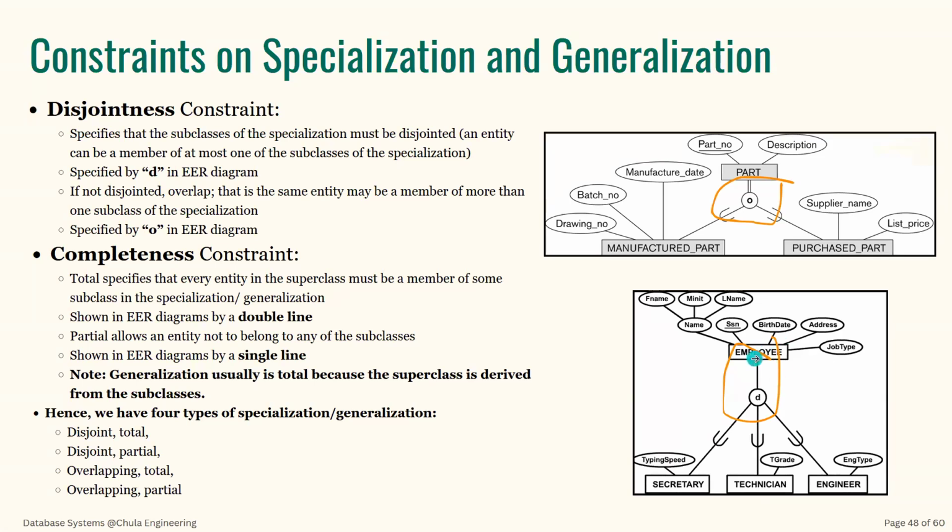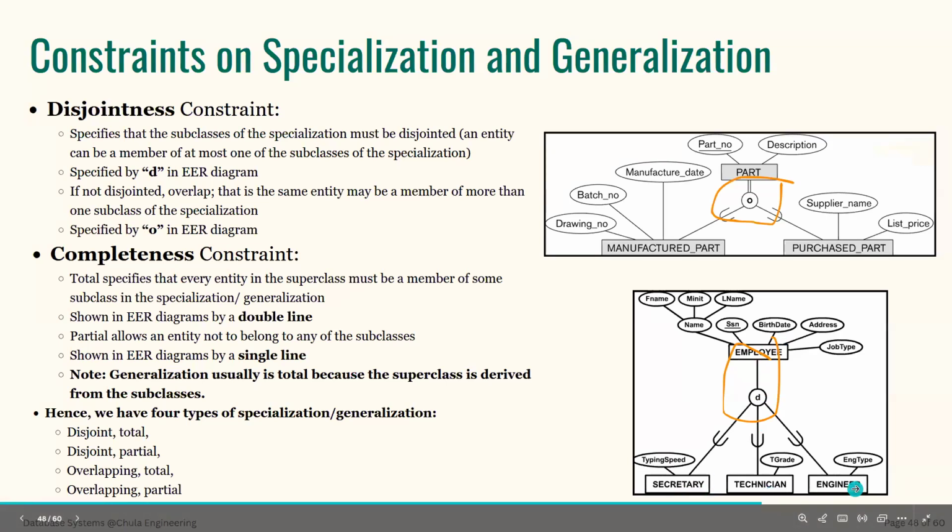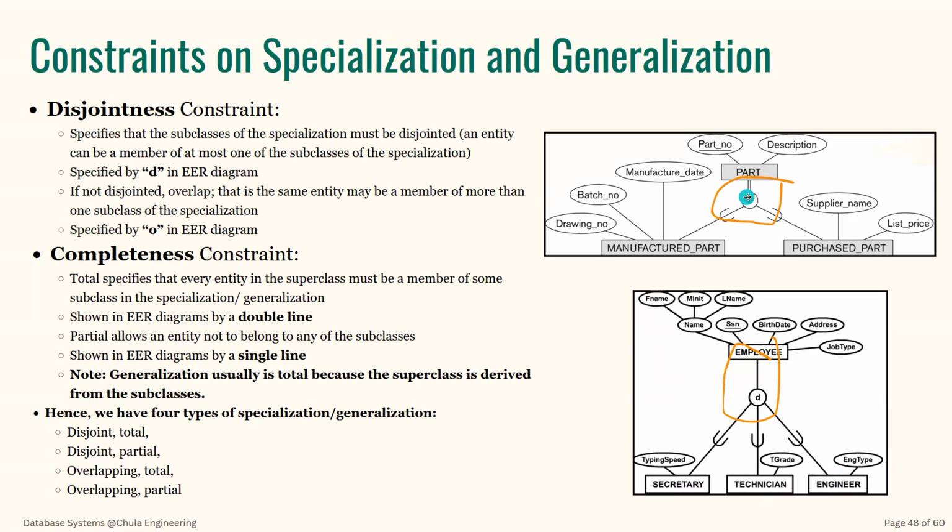For example, here, employee disjoint secretary, technician, and engineer. You can only be secretary or technician or engineer. You cannot be technician and secretary. You cannot be a combination of any of these, just one. But if you say overlap, or an O, you can be both. You could be either or both. It's actually by its name: O says that it can overlap, and D, you cannot overlap it. It's one or the other, right? You just pick one at a time. You cannot be a combination of the choices of the subclass there.